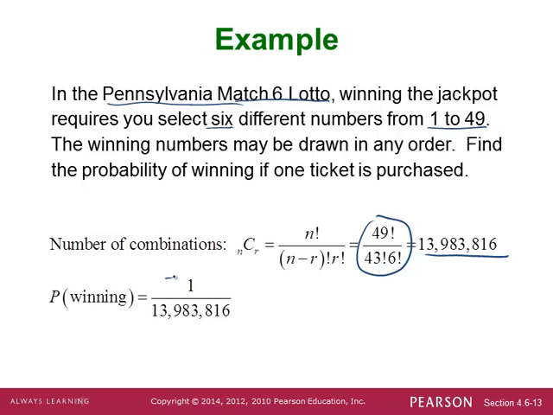So this is the very small probability of winning the lottery. You have a better chance of being struck by lightning or being bitten by a white shark or getting a hole-in-one on the first time that you play golf blindfolded, probably.